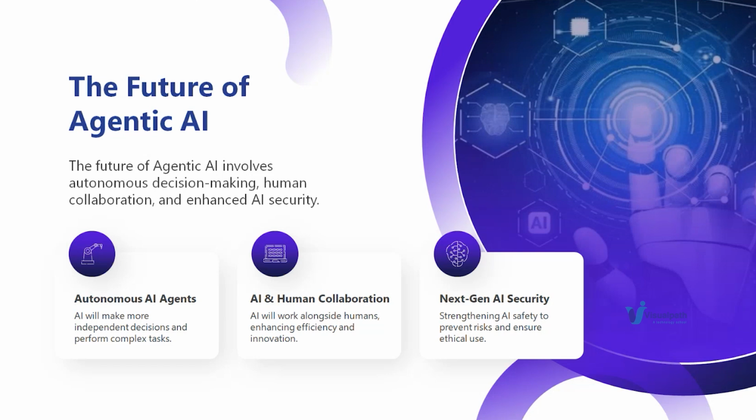Future of agentic AI: building autonomous AI agents, AI and human collaboration, and next generation AI security. All these are the future trends of agentic AI. And again, as I said, the top topic is transparency, explainable AI, and introducing accountability to AI systems. These are the top research trends.